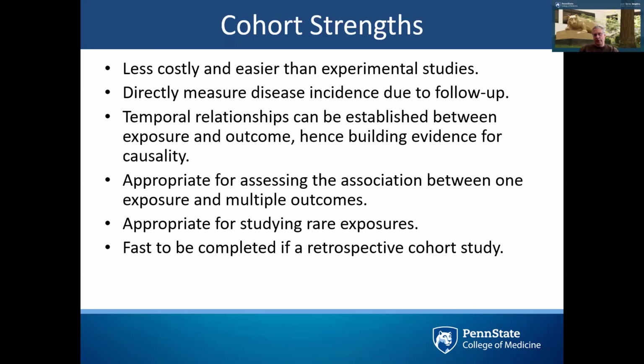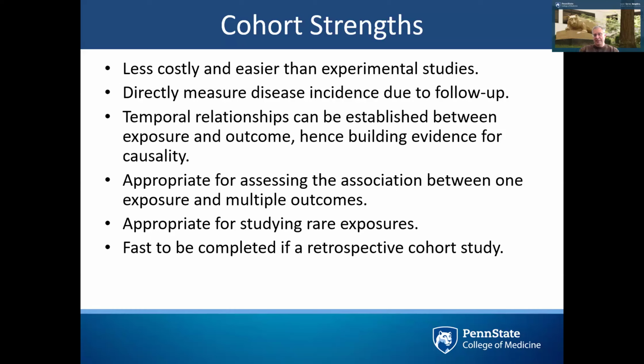So let's look at cohort studies. What are some strengths of cohort studies? Well, they're less costly and easier than experimental studies, but they're more expensive than the others. They're kind of an in-between. Case control studies and cross-sectional studies are usually cheaper than cohort studies, but cohort studies are usually much cheaper than experimental randomized controlled trials.